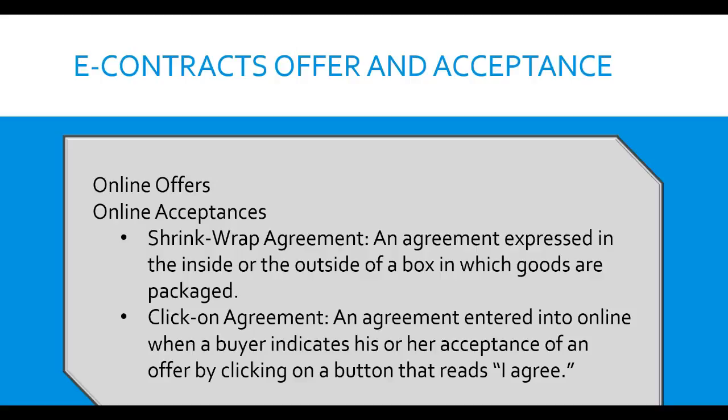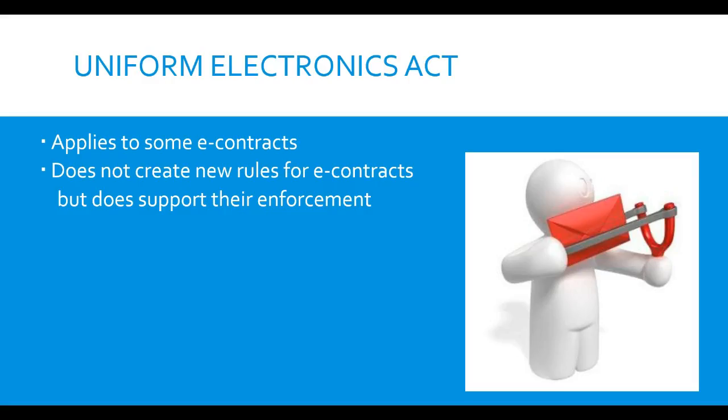A click-on agreement occurs when a buyer completing a transaction on a computer is required to indicate his or her assent to be bound by the terms of an offer by clicking on a button that says, for example, I agree. The buyer does not actually have to read the terms to be bound. The Uniform Electronic Transactions Act applies to some e-contracts. The UETA does not create new rules for e-contracts, but supports their enforcement. The UETA does not apply unless both parties to a transaction agree to conduct it by electronic means.